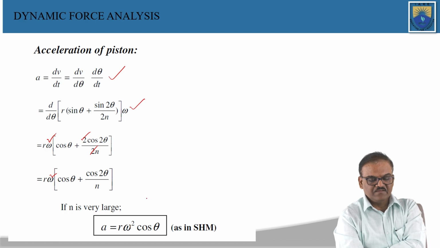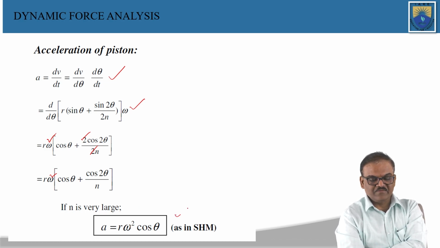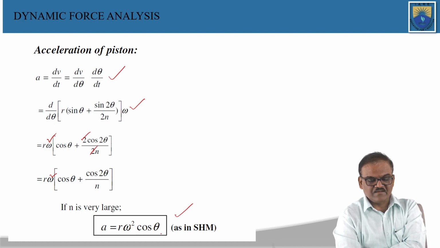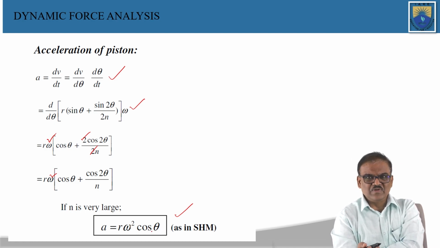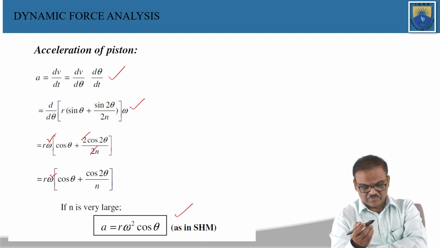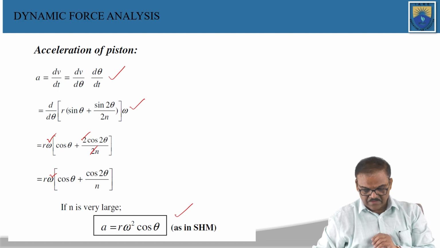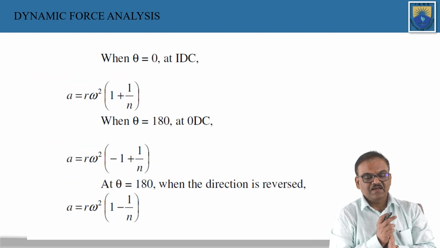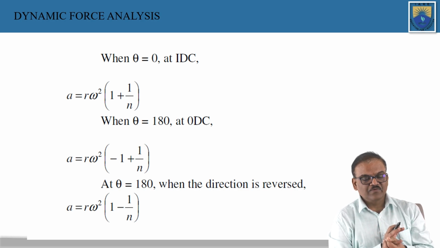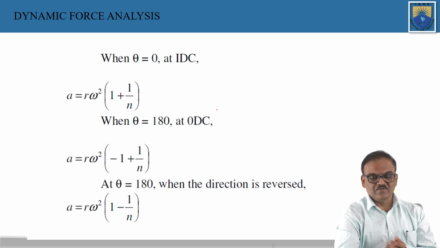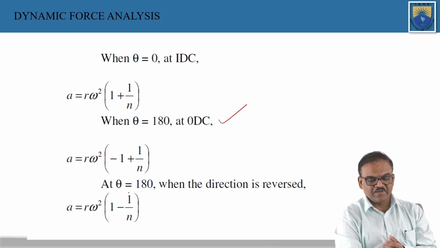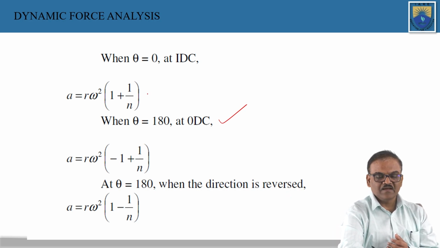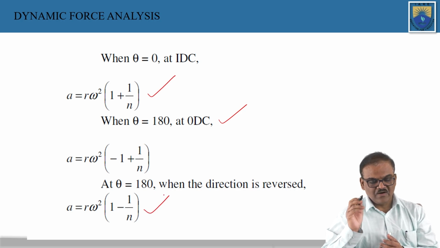If n is very large, the acceleration of the piston is given as r omega square cos theta. And as we have seen, this is a simple harmonic motion. At this point of time, we will stop here. At IDC, theta is equal to 0. Therefore, a is equal to r omega square into 1 plus 1 by n. Then when theta is equal to 180 degrees at ODC, this becomes r omega square into minus 1 plus 1 by n, since the direction is reversed. So this is at IDC and this is at ODC.